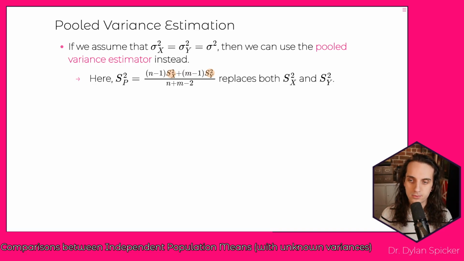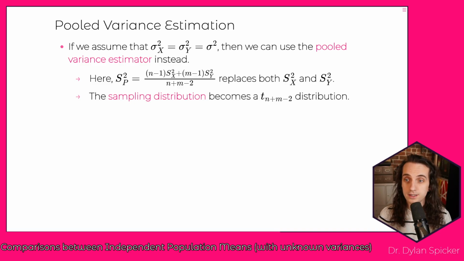So we call it S_P squared. The P here is for the pooled variance estimator, right? And what we do is we take n minus 1 times the variance of x, plus m minus 1 times the variance of y, those are the estimated variances, and then scale that by n plus m minus 2. Once we have our pooled variance estimator, we can replace both the estimated variance of x and the estimated variance of y by this in the formula for our confidence interval.